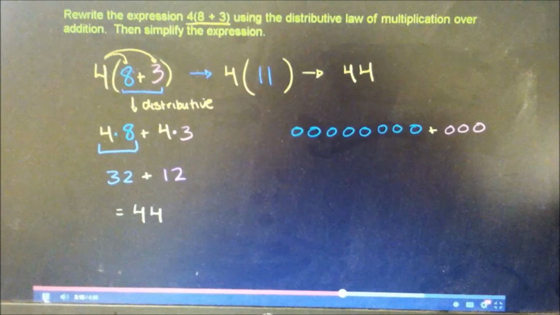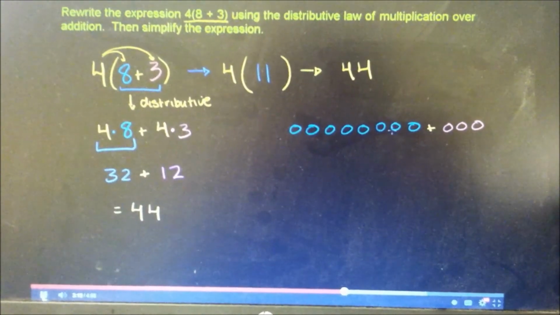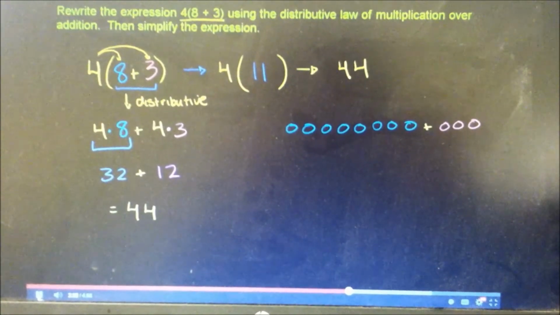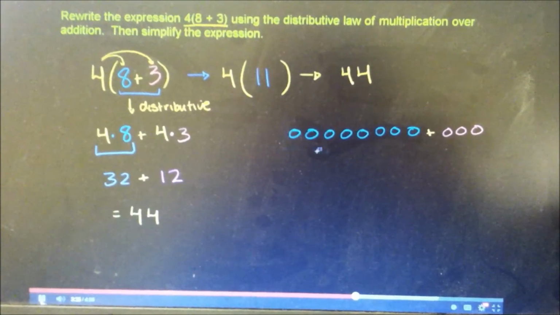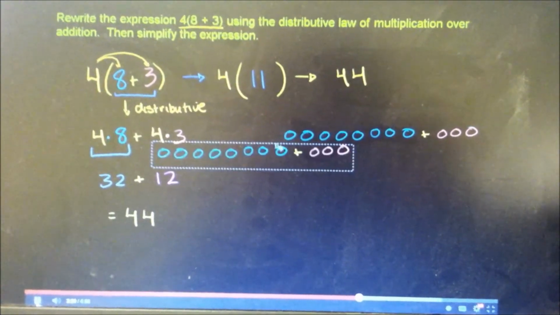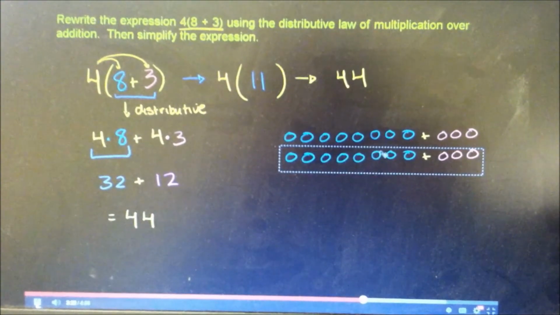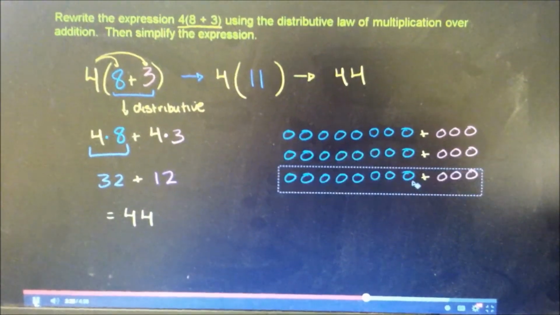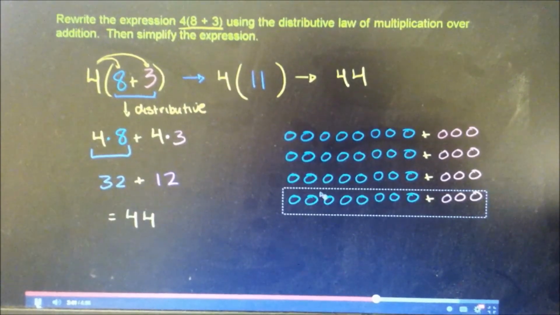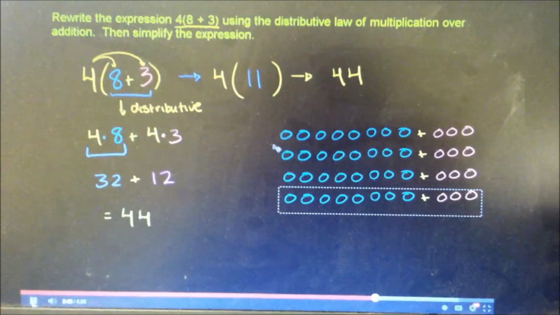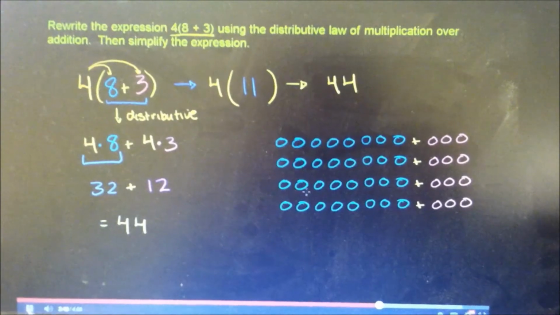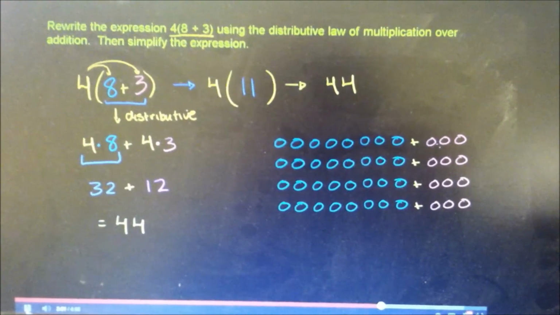Now, when we're multiplying this whole thing times 4, what does that mean? Well, that means we're just going to add this to itself 4 times. So let me do that with copy and paste. There you go. That's 2. That's 1, 2, 3. And then we have 4. And we're going to add them all together. So this is literally what 4 times this expression, which is 8 plus 3, means.